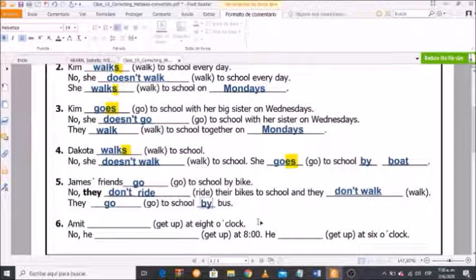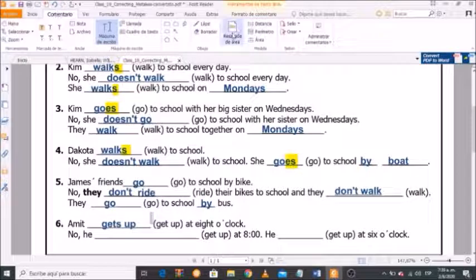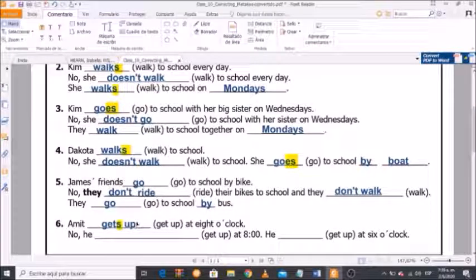And number 6, the last one, it says, Amit, at 8 o'clock. And we have to use the verb get up. So, Amit, very good, gets up at 8 o'clock. Fíjense que como nuestro sujeto es he, vamos a agregarle una S al verbo. E importante, presten atención, que la S va en la palabra get, ¿ok? No va en la palabra up. Amit gets up at 8 o'clock.